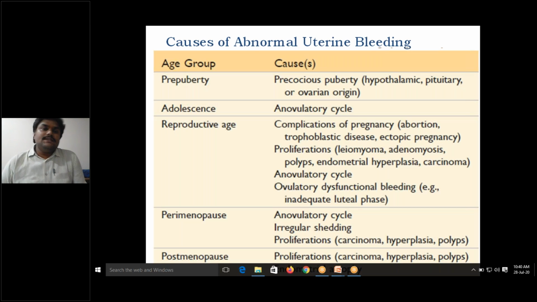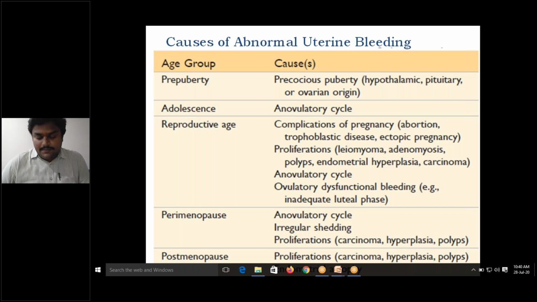Okay, so let us see the causes of abnormal uterine bleeding in different ages of women. In pre-puberty, the most common cause is precocious puberty because of the immature hypothalamic-pituitary-ovarian axis. So precocious puberty is the most common cause for abnormal uterine bleeding during pre-puberty.